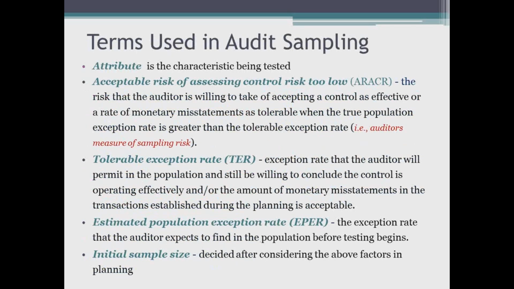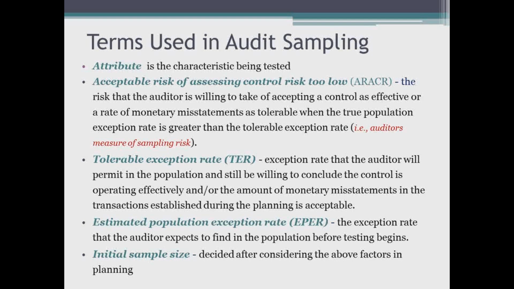So let's take a look at some of the definitions of these terms that you're going to use or see. The attribute is the characteristic being tested. The acceptable risk of assessing control risk too low is what risk the auditor is willing to accept. Remember, we talked about the audit risk model. The auditor is willing to accept some level of risk that they issue an incorrect opinion, that they say the financial statements are free of material misstatements when indeed they're not.